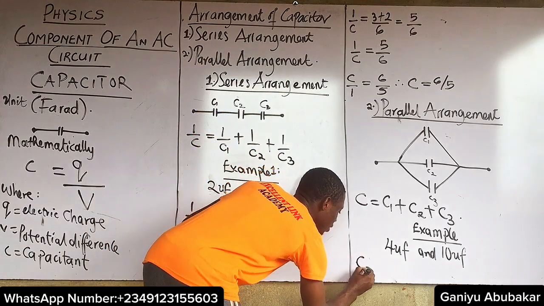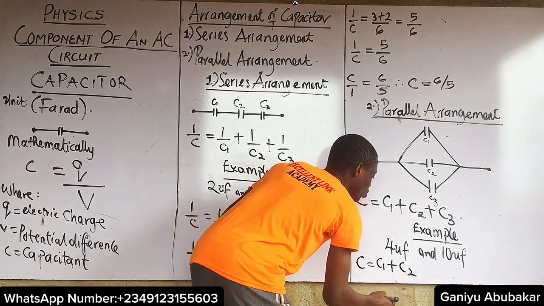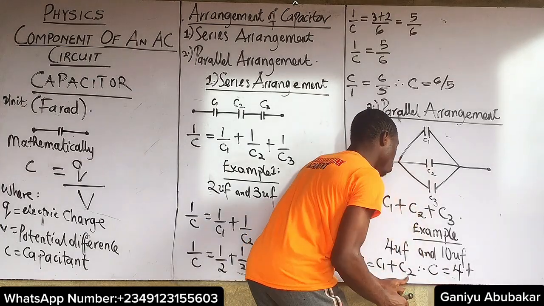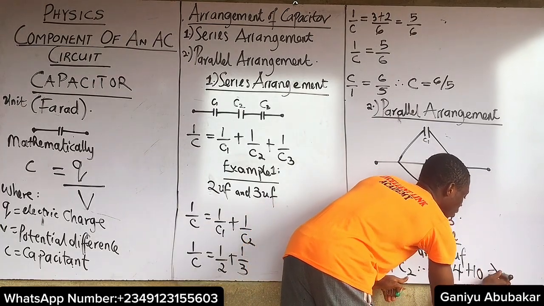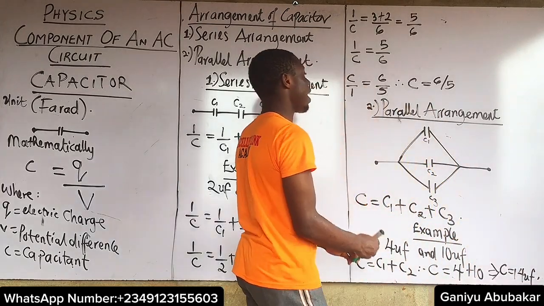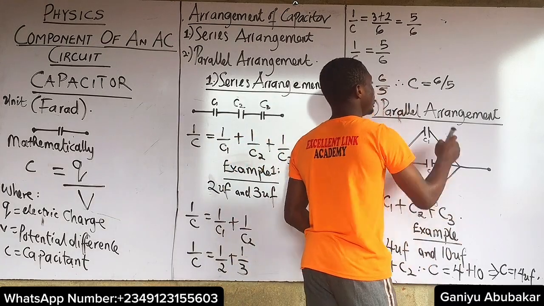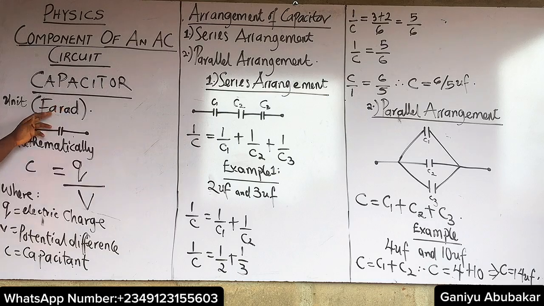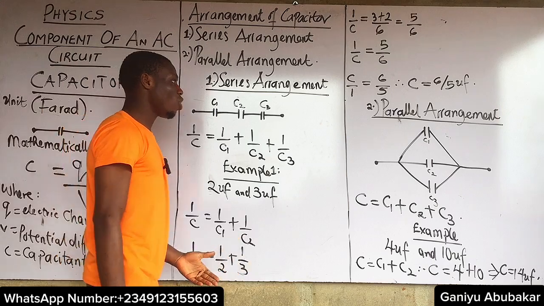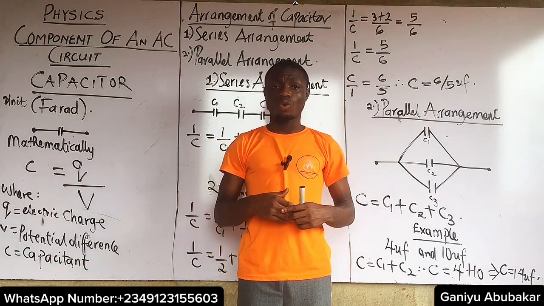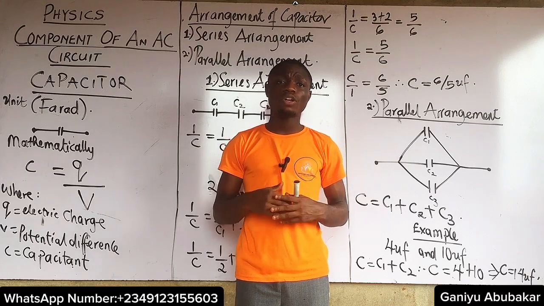So we know that C is equal to C1 plus C2. So therefore C is equal to C1, that's 4, plus C2, that's 10. So therefore my C is equal to 14 microfarad. So my answer there becomes 14 microfarad. Because for capacitor, the unit for capacitance is farad. So I have this concept here using the idea of series and parallel arrangement of capacitor. Let's discuss one last thing and end this concept.